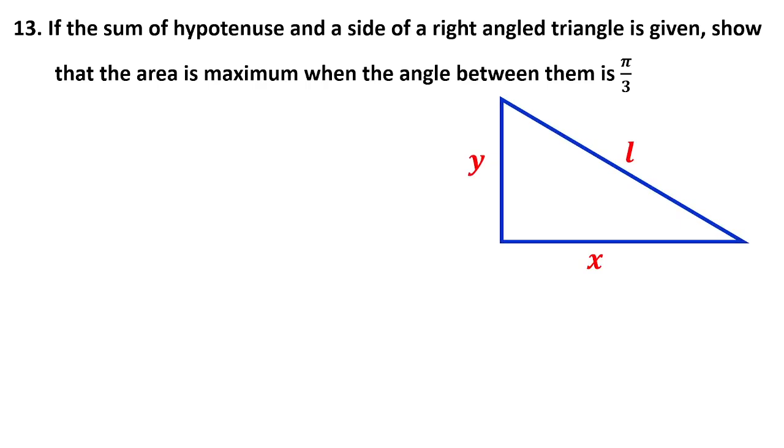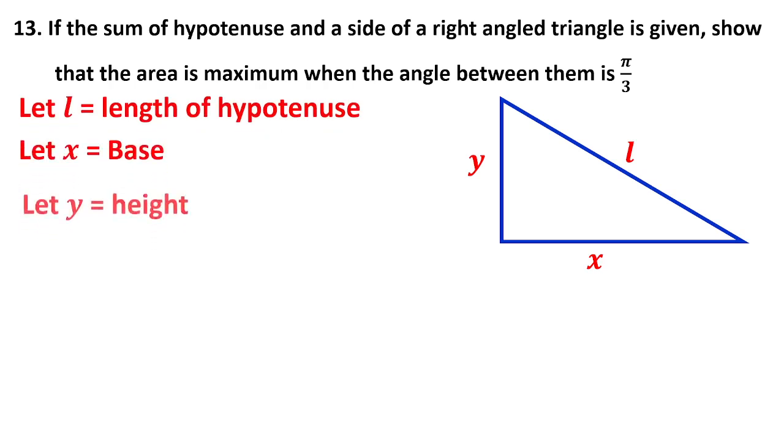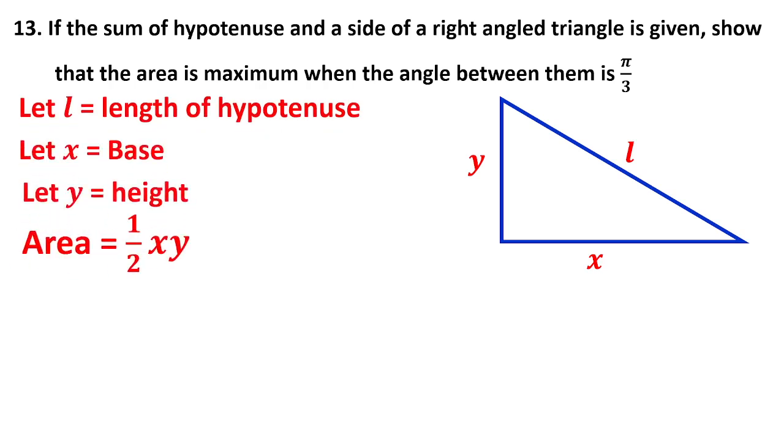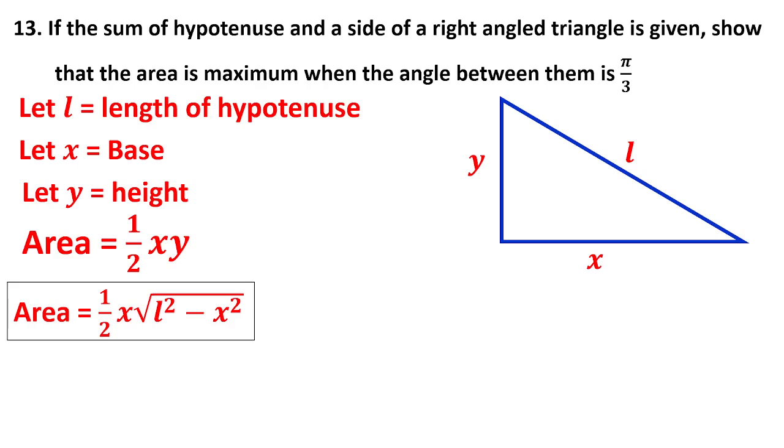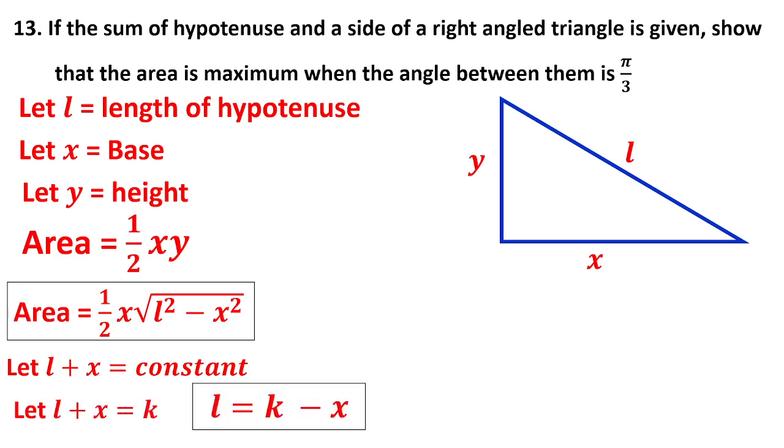Okay, let me take a right angle triangle now. Let me call it as x, y, and L. L is the hypotenuse, x is the base, and y is the height. Area is half into xy, half into base into height. Now, area I am writing in terms of x and L. Let L plus x be constant, therefore L plus x is equal to k. Therefore, L is equal to k minus x.